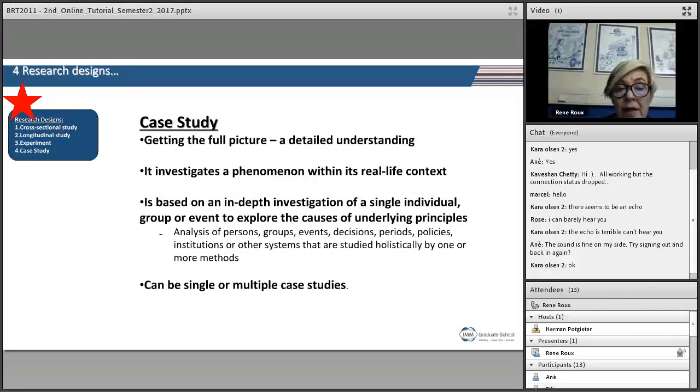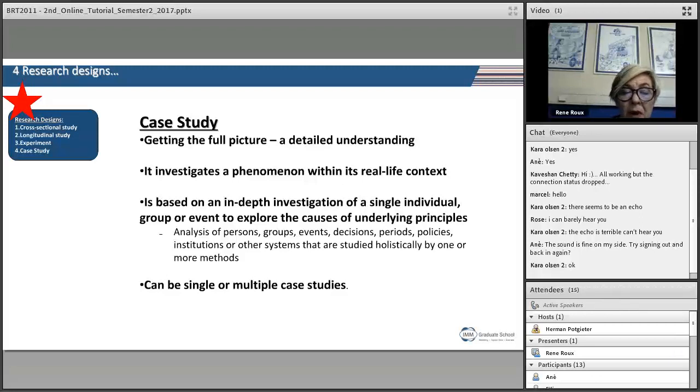Then the last one is a case study. Now, a case study is quite often used in the academic world. It is very well known and used a lot there. The best way to describe it is you collect all the information so that you can get a real, detailed picture, a detailed understanding of the situation in a real-life context.